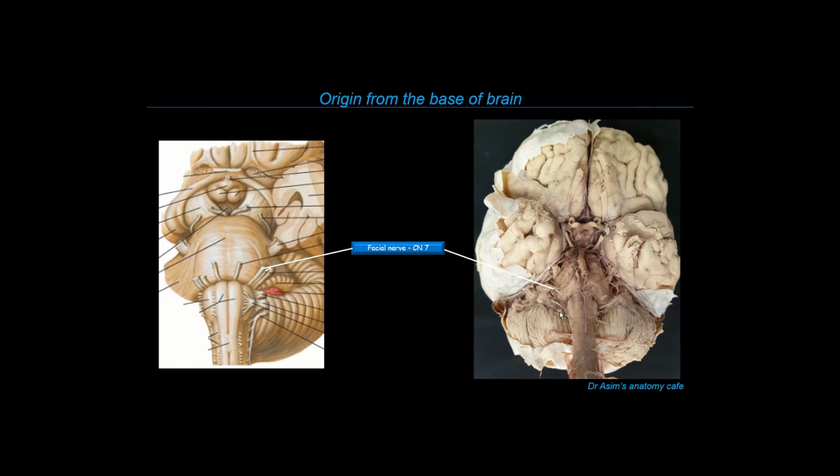Here in the prosection as well, you can see the junction of the pons and the medulla, and you can see the facial nerve over here, followed by the vestibulocochlear nerve, which is just lateral to it. Now that we know about the origin of the facial nerve from the base of the brain, let's see how the sensory and motor neurons travel within the facial nerve to innervate various body structures.